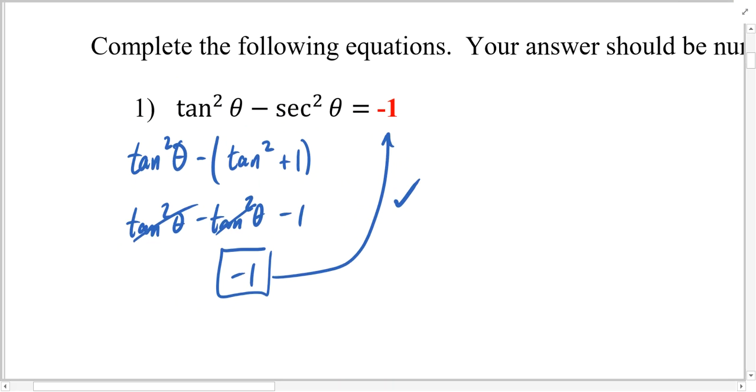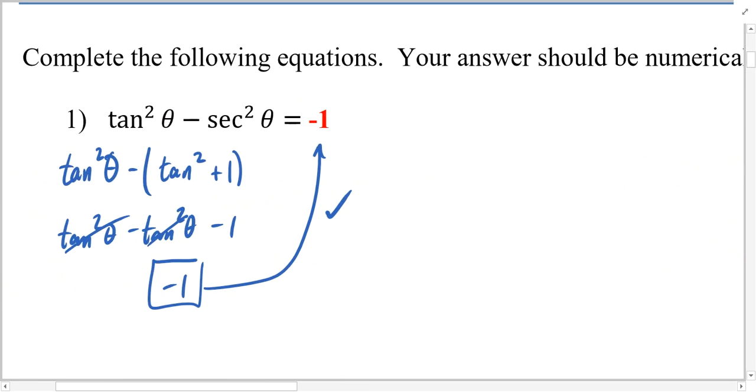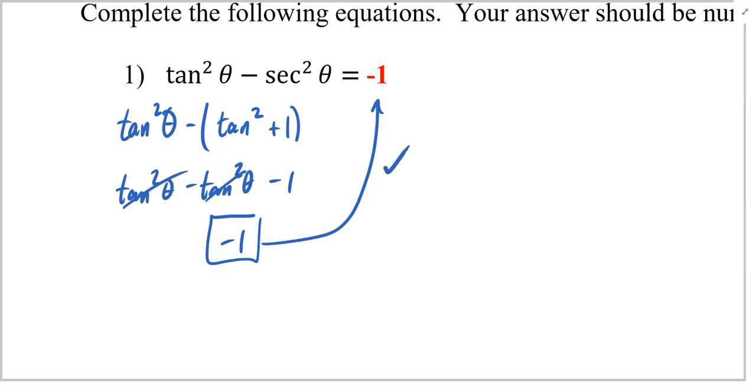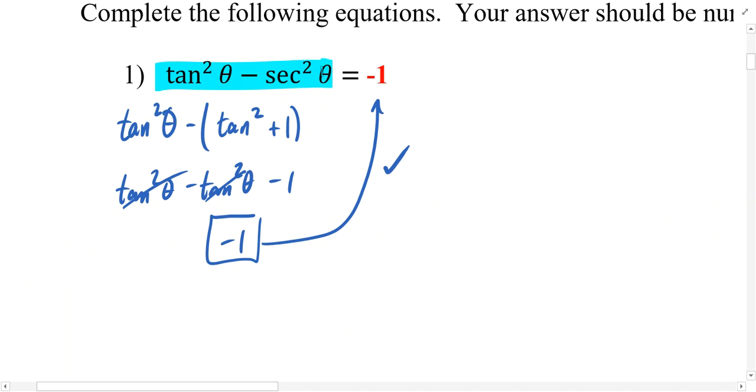So on problem number 1, well, first off, the instructions said to complete the following equations. Your answer should be numerical. So on the blank copy, we were given this, and our answer key says the answer should be -1. Well, how do we get there? Well, I ended up using a Pythagorean identity and replaced secant squared with tangent squared plus 1. And then when we combine like terms, the tangents cancel and we're left with -1. And that's how we obtain -1 as a solution.